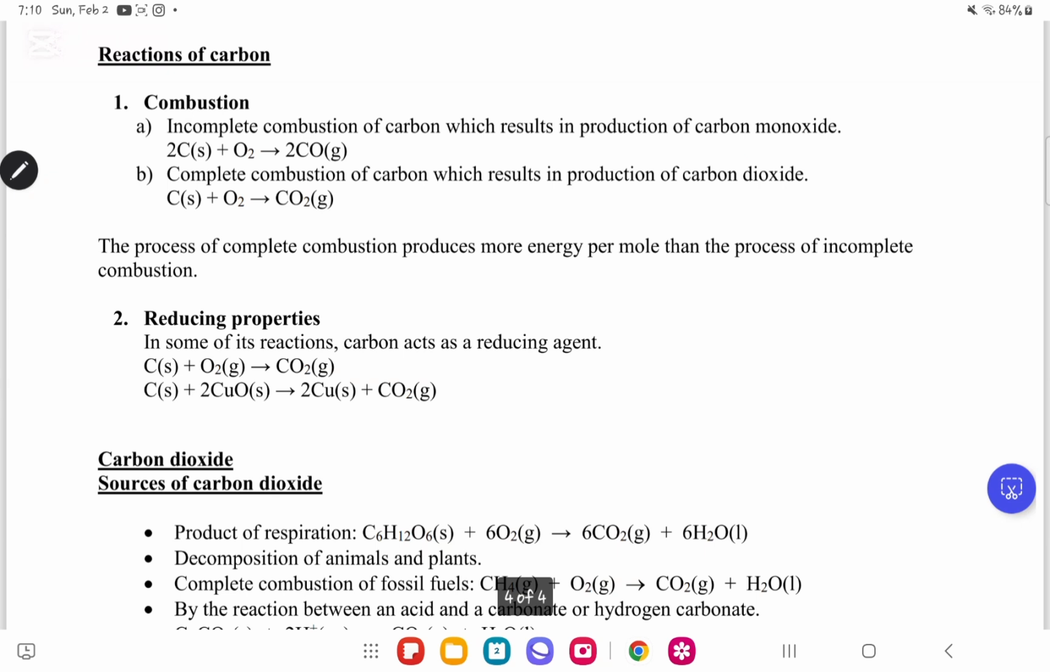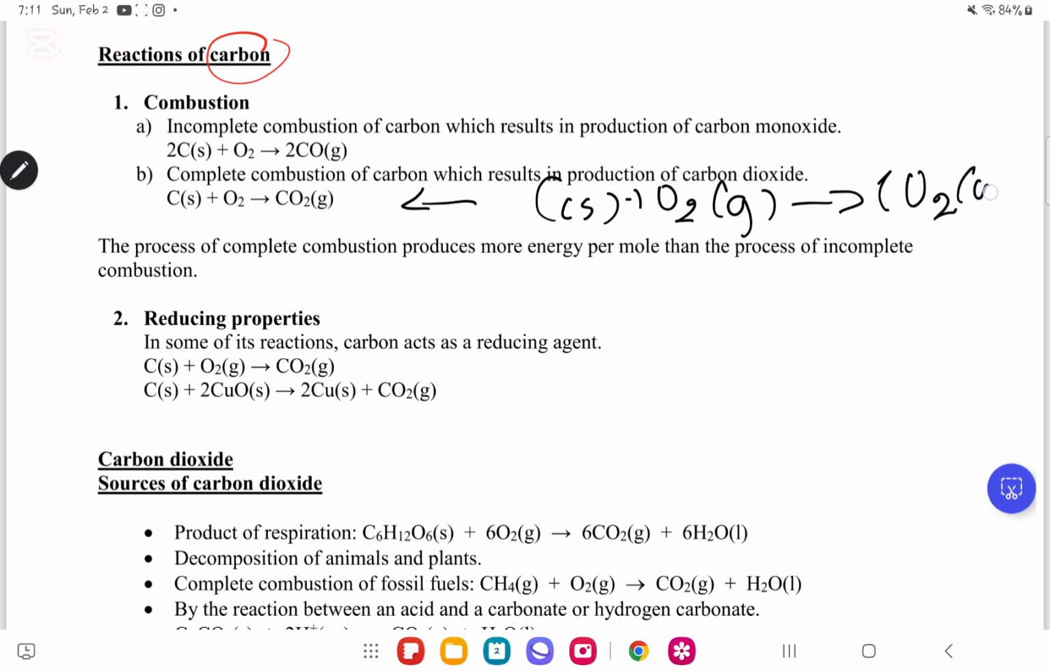Now, here we have the reactions of carbon. Okay, so carbon has 2 main reactions, which is incomplete combustion and complete combustion. So let us first start with the complete combustion. Complete combustion states that carbon as a solid plus oxygen as a gas, because oxygen usually is put as a gas, is gonna give us CO2 as a gas. This is the complete combustion.